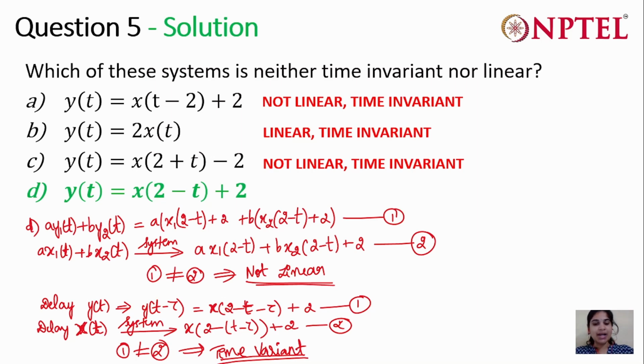So if you see, 1 and 2 are not the same. Here we have 2 minus t minus tau. Here we have 2 minus t plus tau. So this shows that the system is time variant. So it is not linear and it is time variant. So the answer is option D.